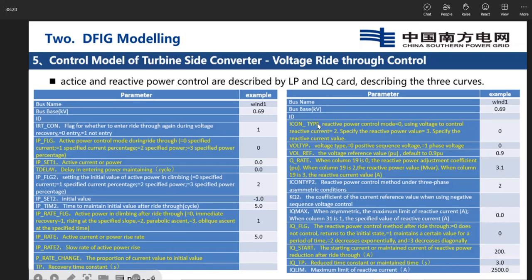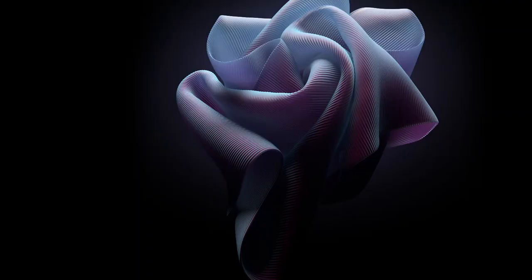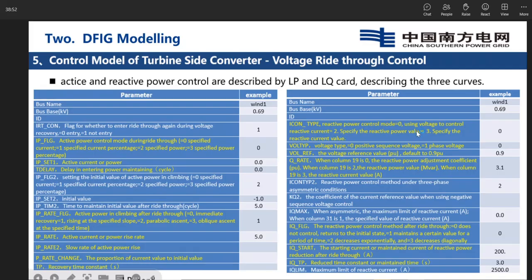for this parameter, you can write 0, 2, 3 to change the reactive power control mode. For example, if you write 0 in this parameter, it means we use the voltage to control reactive current. Means the more voltage drop, the more reactive current the DFIG outputs to support the voltage. If you write, for example, 3, it means you give a certain reactive value.